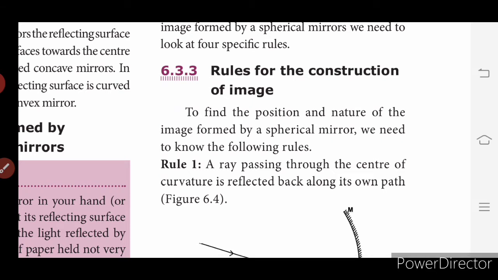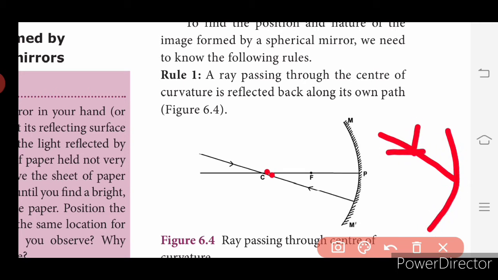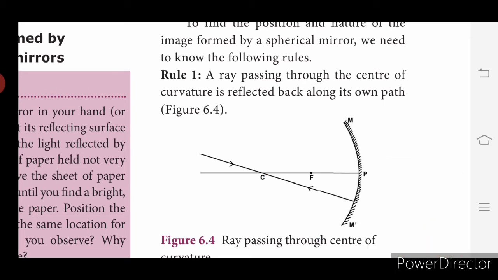To find the position and nature of the image formed by a spherical mirror, we need to know the following rules. What is rule 1? A ray passing through the center of curvature is reflected back along its own path. See the diagram here, you can see the arrow mark. C is the center of curvature. A ray passing through the center of curvature, you can see the arrow mark like this. When it touches the mirror, it bounces back on the same line, along its own path. This is rule number 1.